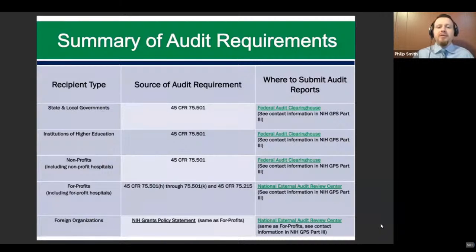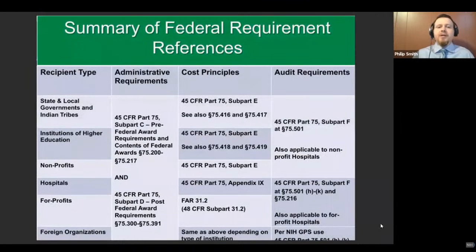It's organized by recipient type. This summary also provides information on where you would submit your audit reports. Next slide. And here we also have a summary of the federal requirements which we just covered. This table is also organized by recipient type and nicely summarizes the location of the appropriate administrative requirements, cost principles, and audit requirements. Now I'll turn it over to Laura to talk about grant award basics.